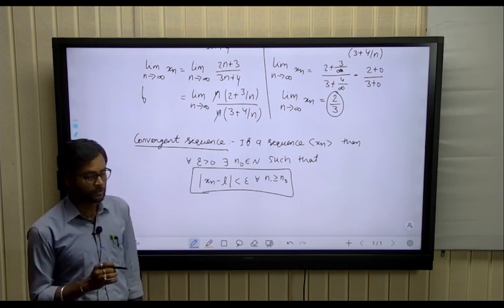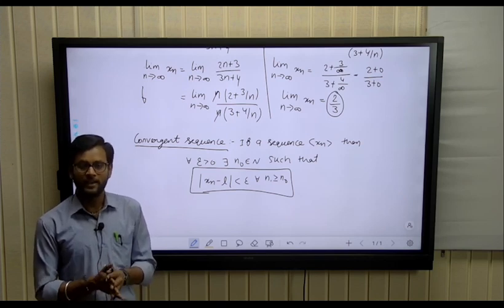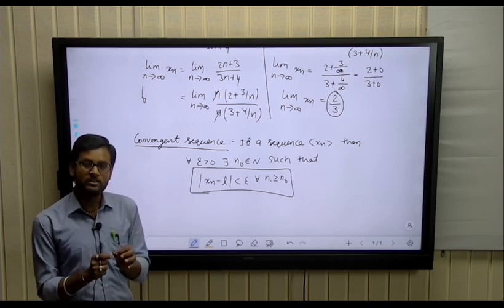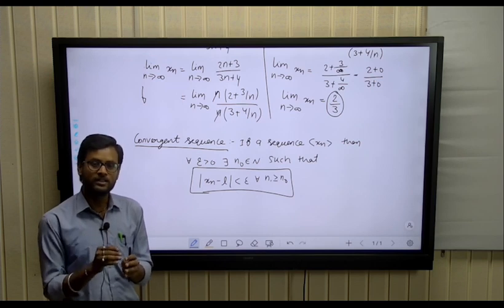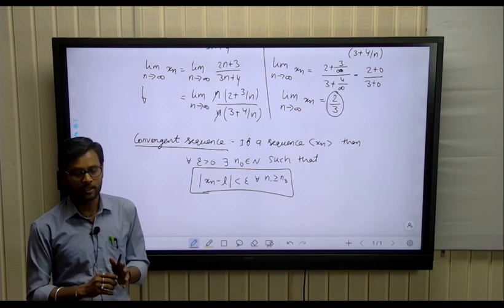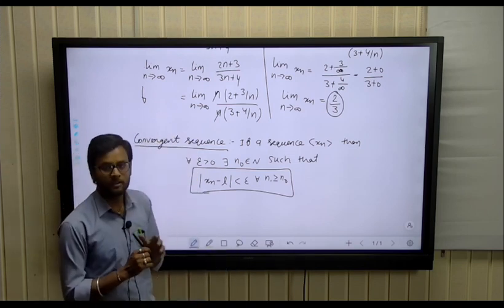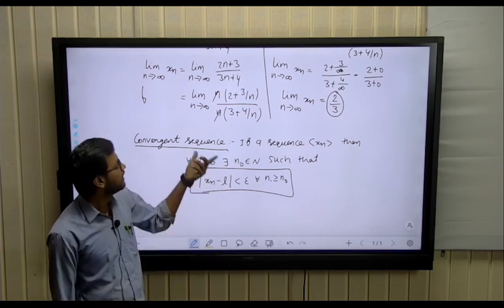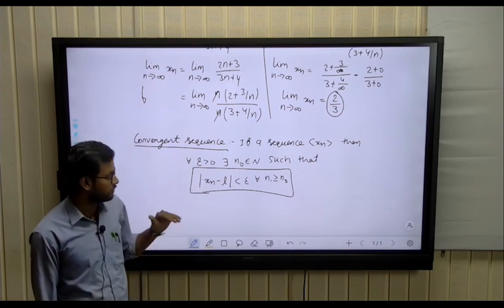This is the big difference, because when we talk about the limit of a sequence, we never talk about whether the limit is finite or infinite. But when we talk about a convergent sequence, we say that if a sequence has a finite limit, then the sequence is a convergent sequence, otherwise it is not convergent. What is the difference between a convergent sequence and the limit of a sequence? The definitions look similar, but they are not the same. Why? The question arises.